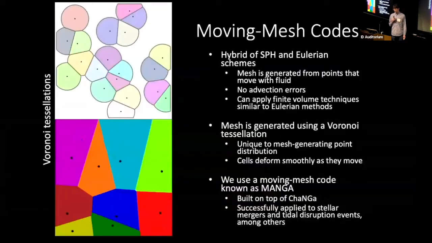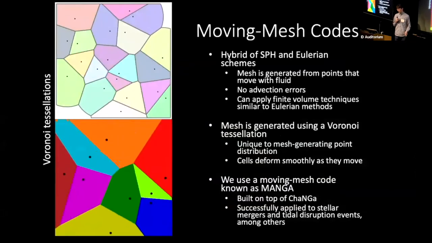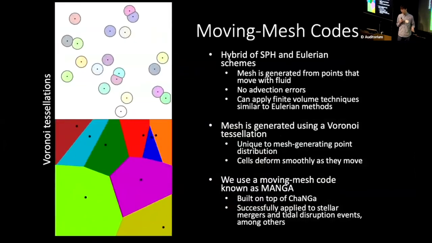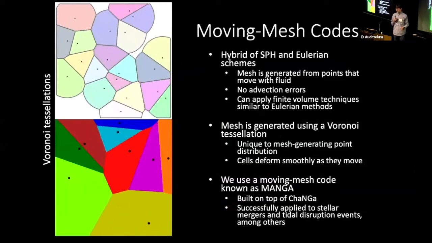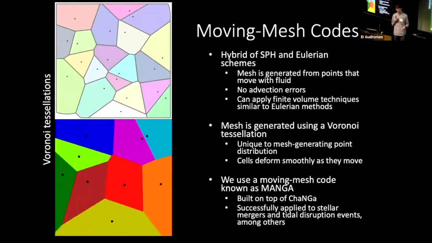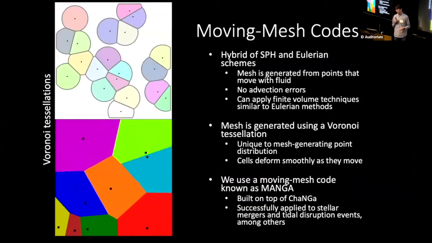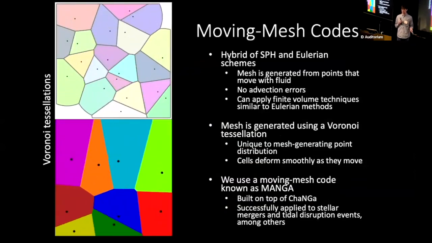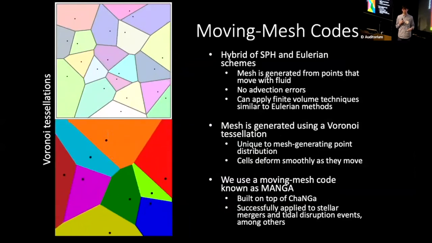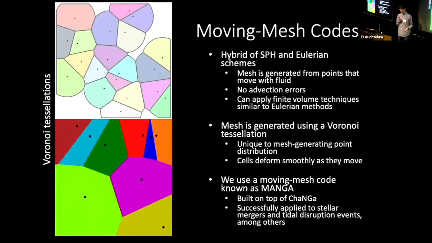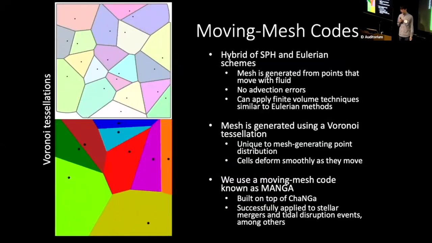So in recent years, what's known as a moving mesh code has been developed that attempts to capture the strengths of both of those methods. Here you have the gas modeled by a collection of particles, and around each particle is drawn a cell. So on each cell, you can apply the finite volume methods in the same way that you would in an Eulerian grid code. But since the particles move, you get some of the advantages of an SPH code as well.